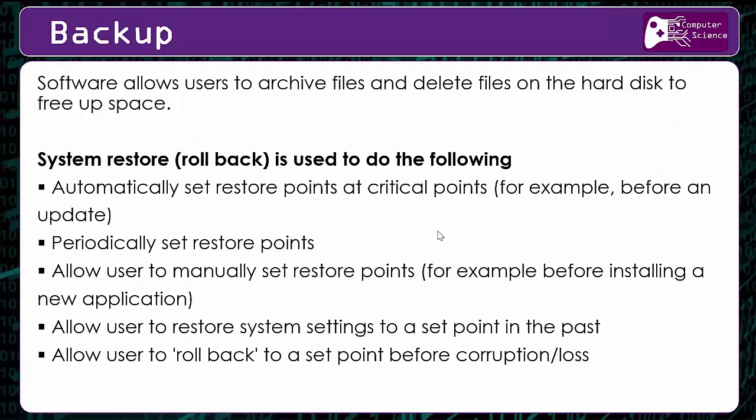In terms of a system backup or a system restore, this is where you automatically create restore points. Sometimes that happens before you do a big update, and it means that you can roll your computer back to the state that it was in at that point. So if you come across any error or it corrupts a drive, then you can go back to the previous working version of your software.